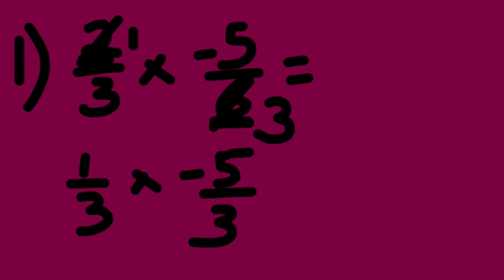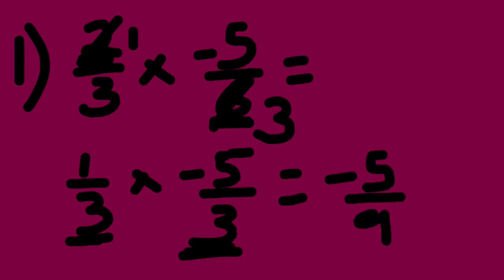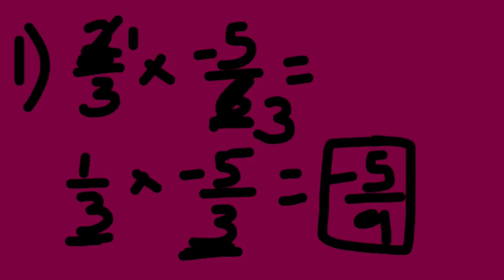Now notice I can't cancel this 3 and this 3 because they're both in the denominator. If the 3 was in the numerator and there was a 3 in the denominator, I could cancel them. But since both the 3's are in the denominator, I can't. So I have to multiply it straight through to get 1 times negative 5, which is negative 5, and 3 times 3, which is 9. So I get negative 5 over 9 as the answer.